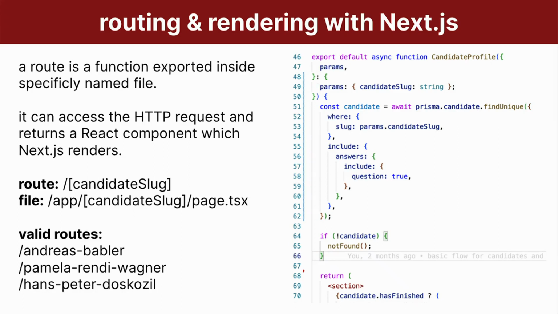So after we define this function, we can write the routes. And the first thing we do is data fetching. So we want to find the candidate with this name, with this slug. And the valid slugs here are Andreas Babler, Pamela Rendi-Wagner, Hans-Peter Doskozil. And to get these valid routes, we have to actually fetch from the database. So what we do here is we are calling Prisma.